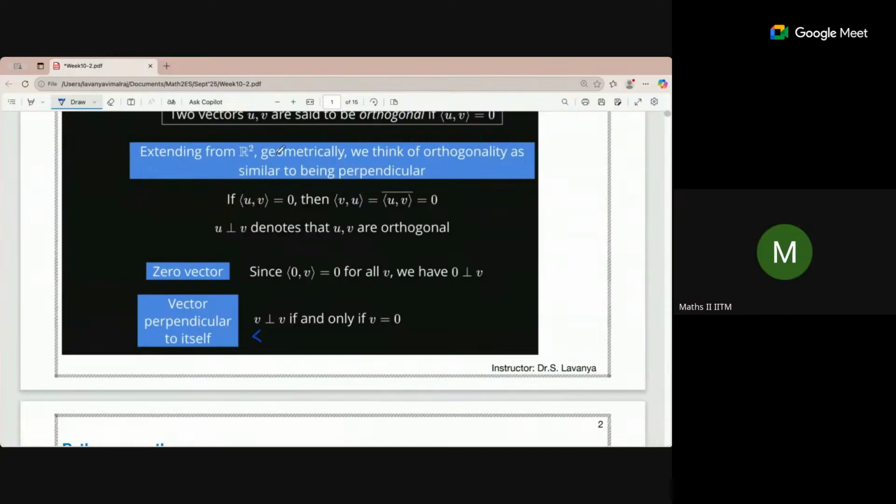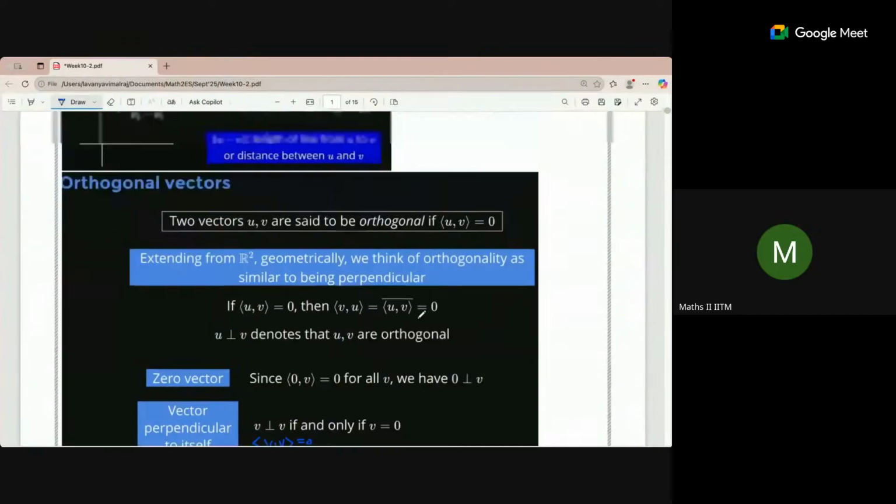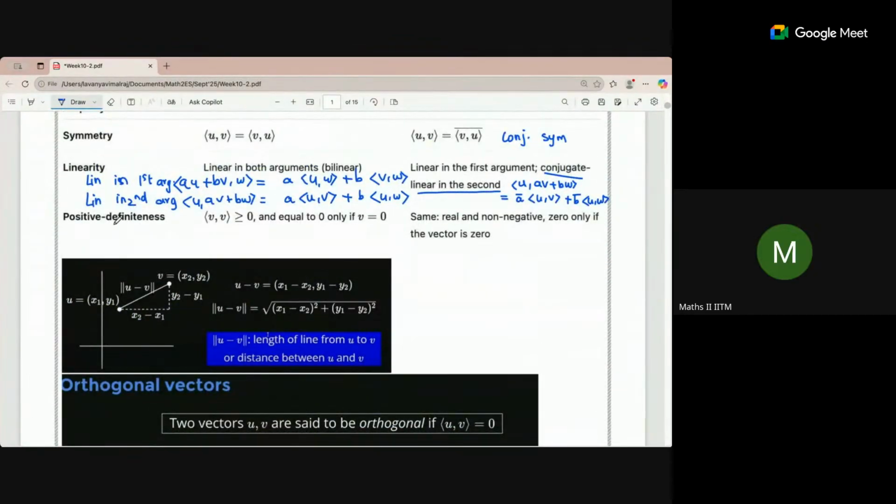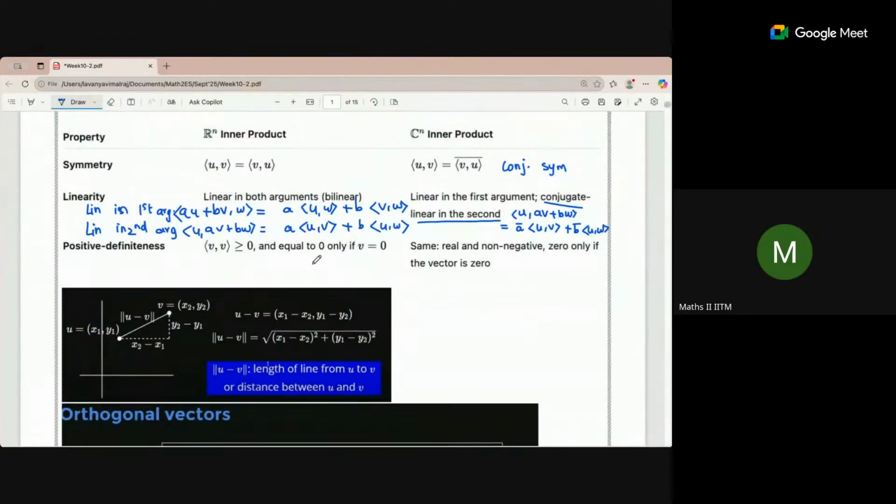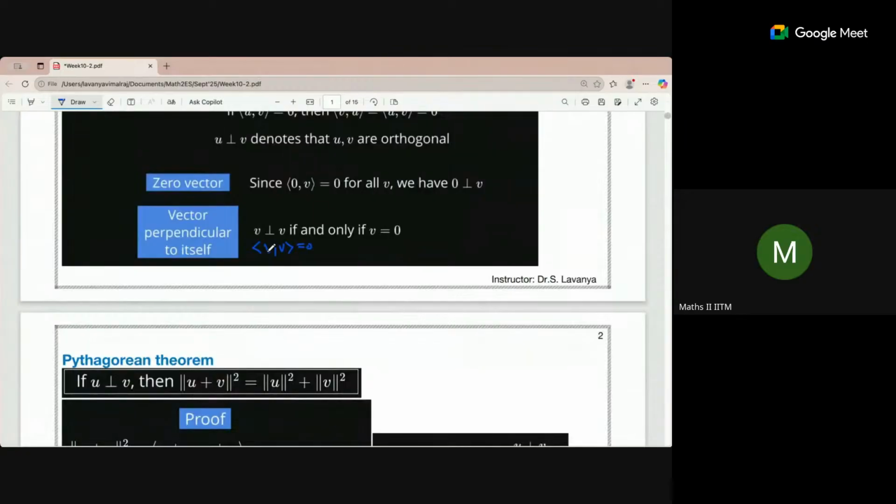And what does it mean for a vector to be perpendicular to itself? You have the inner product of v comma v equal to 0. This happens if and only if v is equal to 0. So this is the positivity condition you have here, right? The positive definiteness is there for both Rn and Cn. Because of the positivity condition, if you have the inner product of v comma v equal to 0, this is possible only when the vector itself is 0, right?